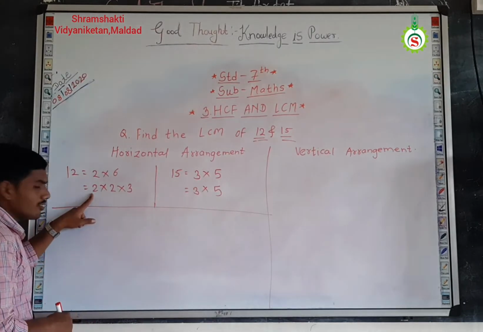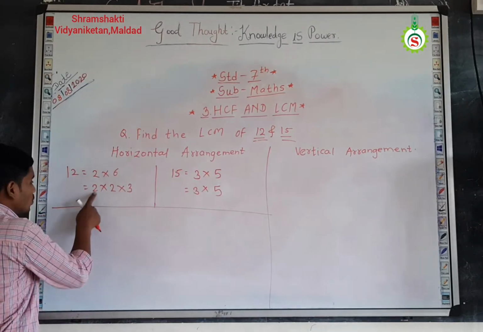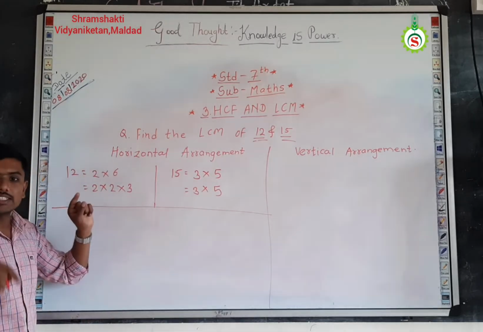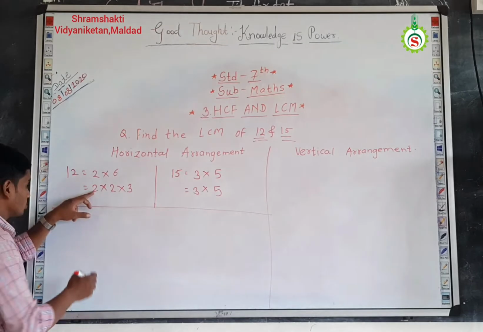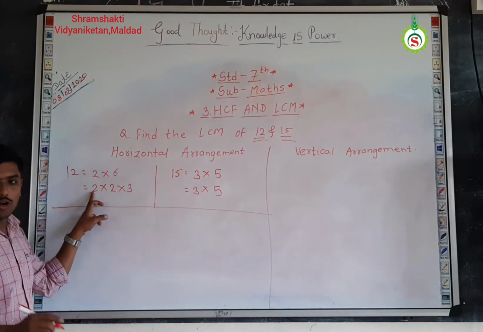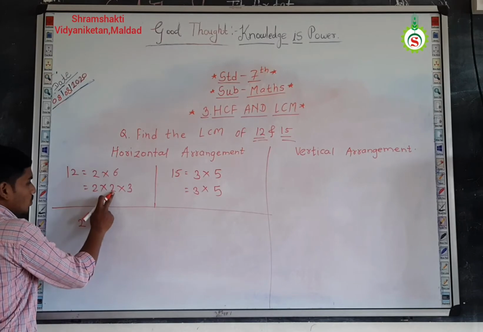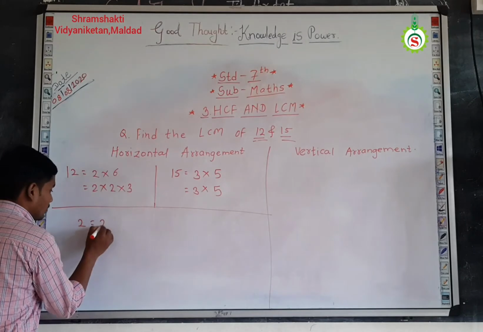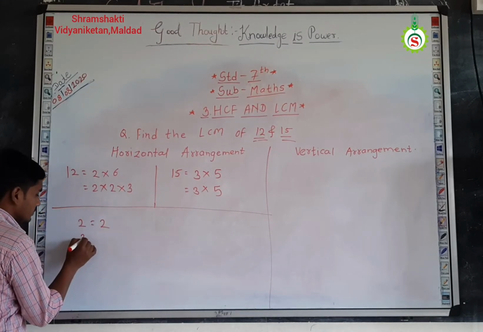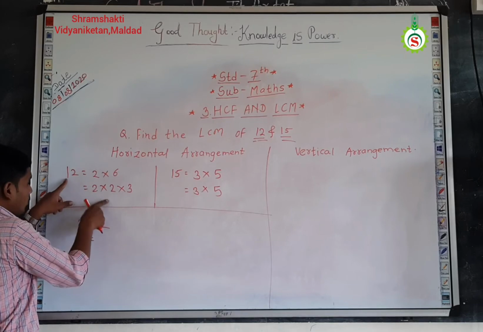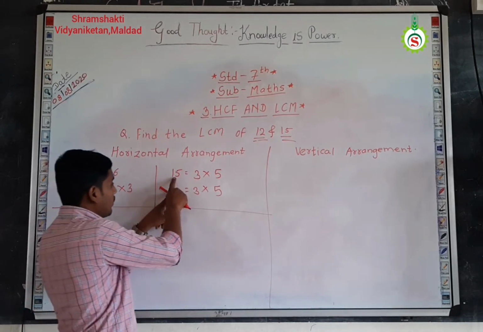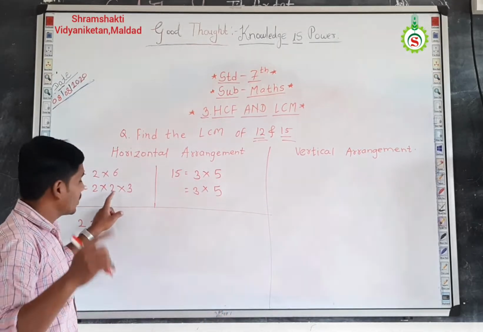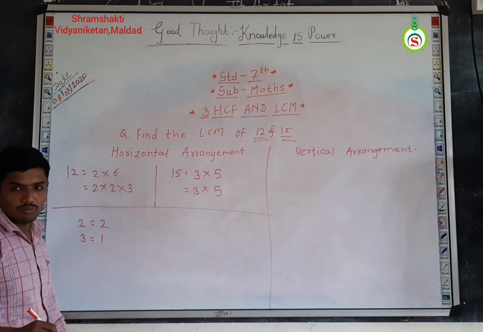So the factors of 12 and 15 are 2, 2, 3 and 3, 5. Now, for finding the LCM, what do I have to take? The maximum occurrence of every factor. For that, how many times does 2 occur? 1, 2. Here, not 2. That means 2 occurs a maximum of 2 times. Now 3. In the factors of 12, 3 occurs 1 time, and in the factors of 15, 3 also occurs only 1 time. That means the maximum occurrence of 3 is only 1 time.